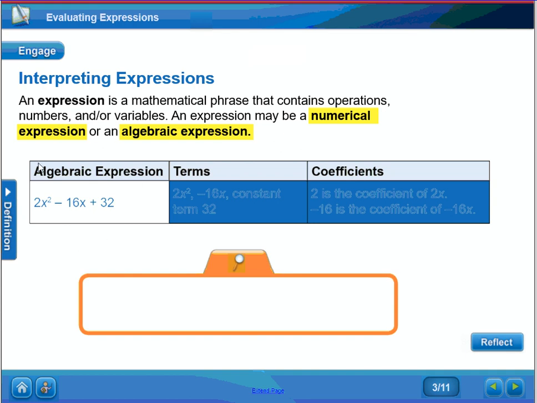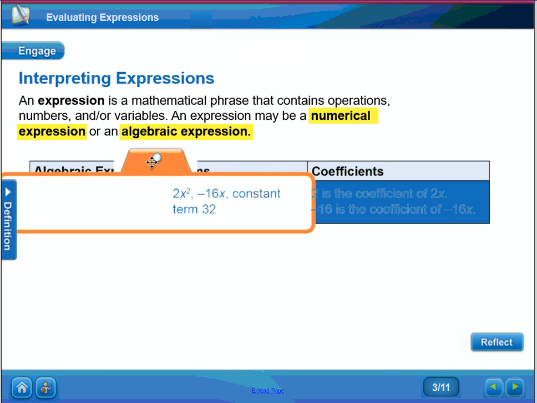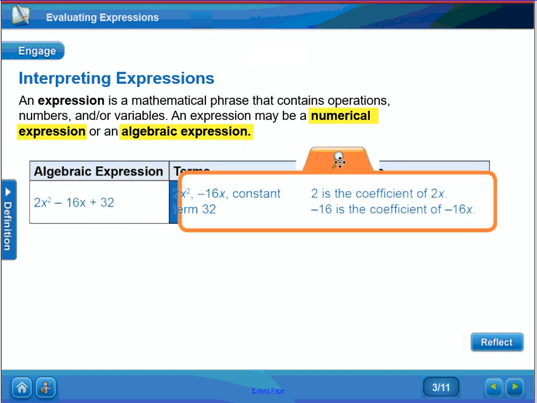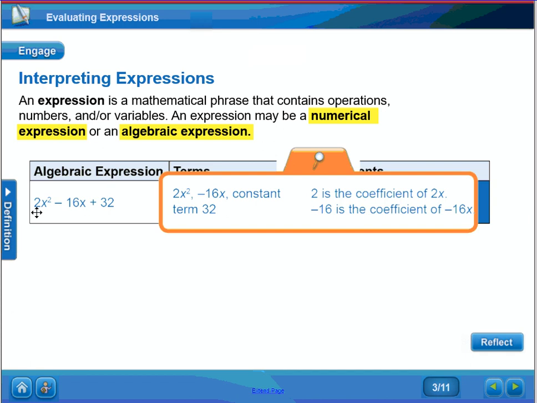We are given an algebraic expression, which is 2x squared minus 16x plus 32. Now there are a few different things in this. There are terms and there are coefficients. Our terms are 2x squared, negative 16x, and then our constant term, which just means the number that is by itself, without a coefficient or a variable, which is 32. The coefficients are the numbers that go in front of the variables, like 2 and negative 16.